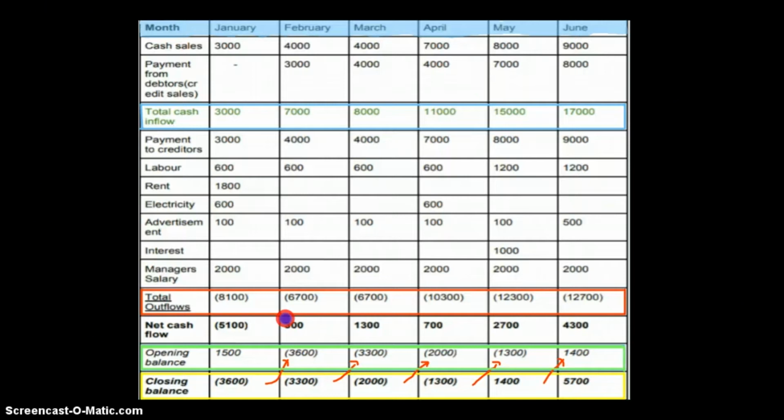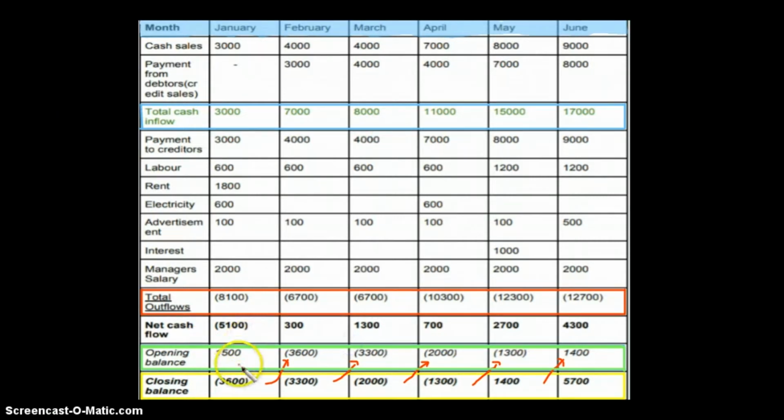Then we calculate a net cash flow. It is not a requirement, but you need to have it for easier calculations. So we have a net cash flow over here. I have just done total inflows minus outflows, inflows minus outflows, inflows minus outflows, inflows minus outflows. That's how we got our net cash flow.